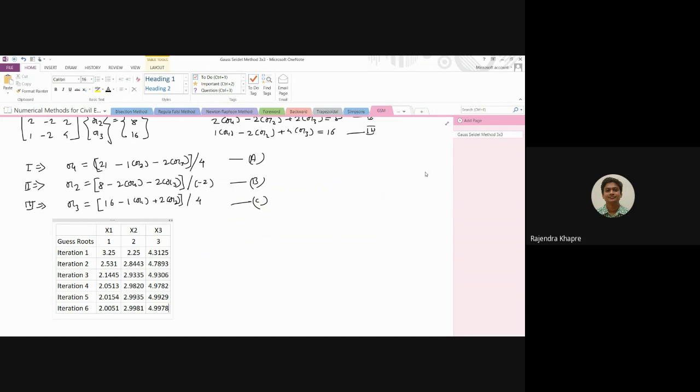Okay. So yes, now I can say that the values after iteration 6 can be a final answer, but still they are not the final answer because the final answer is 2, 3 and 5. I hope this is understood to you.